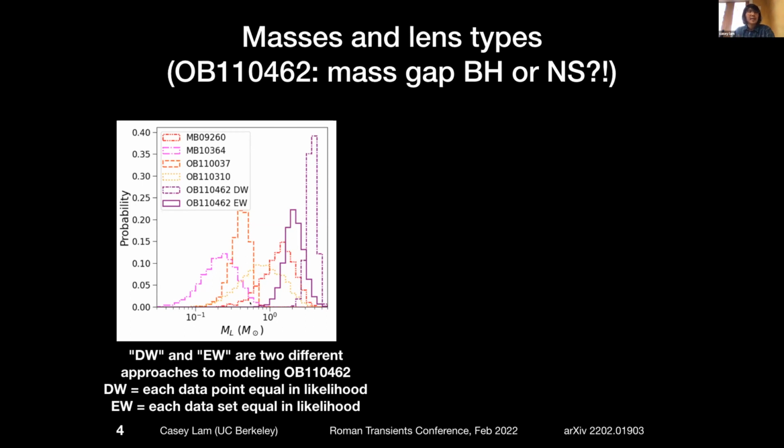But the thing to note is that for this target in particular, OB110462, either way, the mass of the lens falls in the mass gap for black holes, the neutron star black hole mass gap between 2 to 5 solar masses. And so that's interesting. We just now have to rule out that it's a 2 to 5 solar mass star. If the 2 to 5 solar mass object is dark, then there is a good chance it's a neutron star or a black hole.